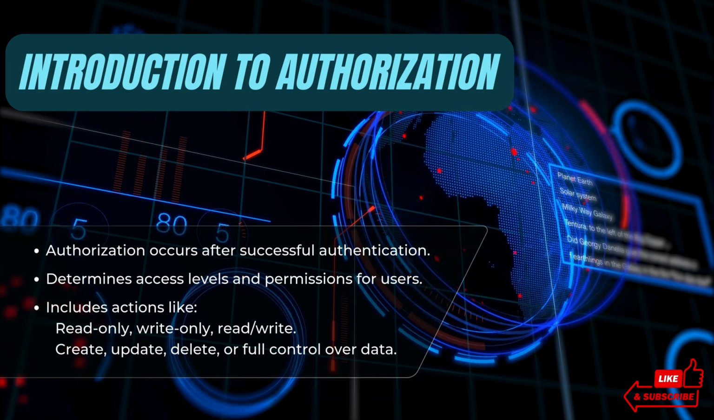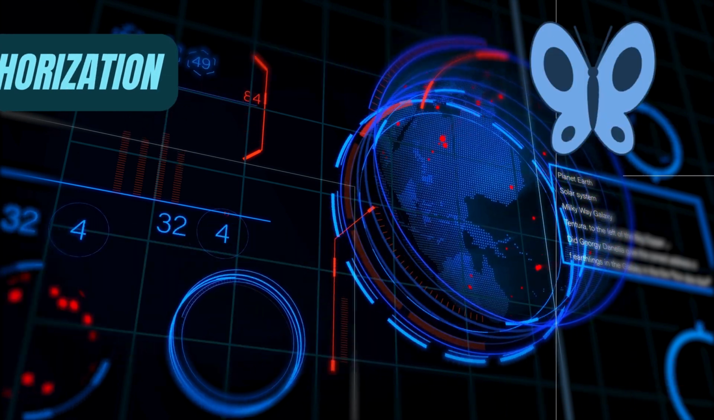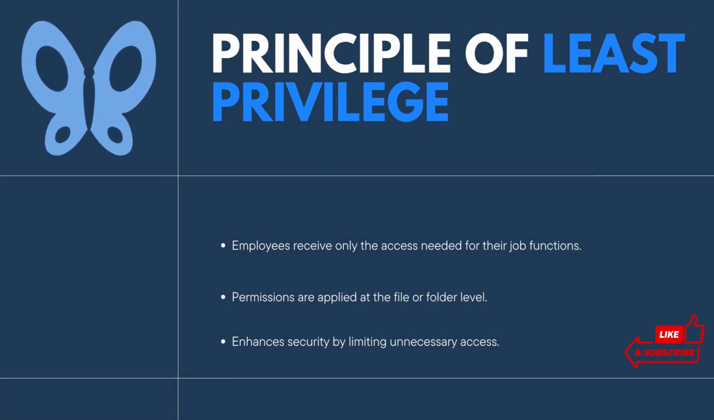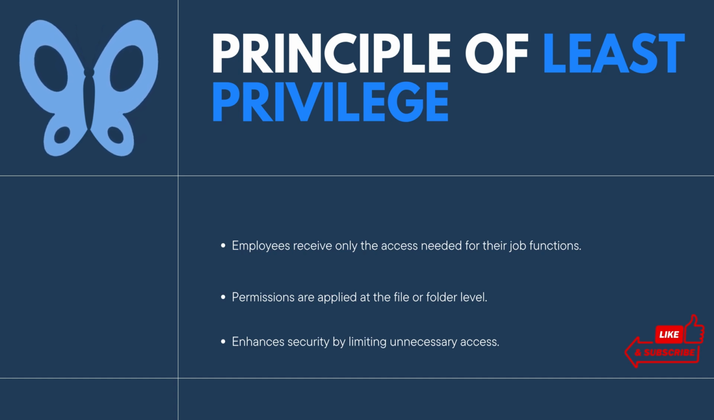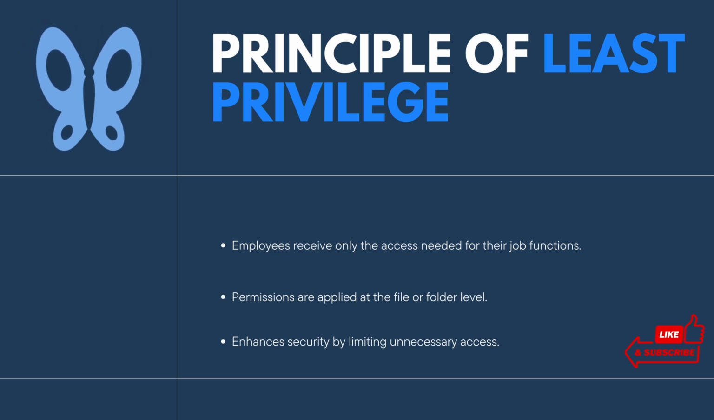Moving next, let's talk about one of the golden rules of security, the principle of least privilege. Sounds fancy, right? But it's actually pretty simple and super smart. Here's the deal. Imagine you're handing out keys to your employees. Do you give everyone the master key to the entire building? Nope. You give them just the key to the room they need to do their job. Nothing more, nothing less. That's what this principle is all about. Making sure people only get the exact level of access they need to get their work done. No extra privileges, no VIP passes to places they don't belong.